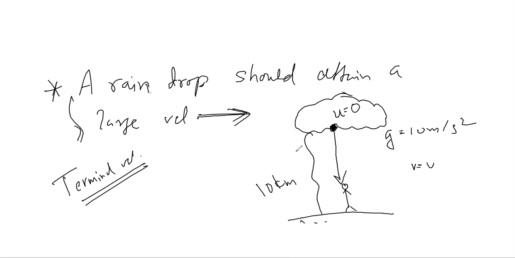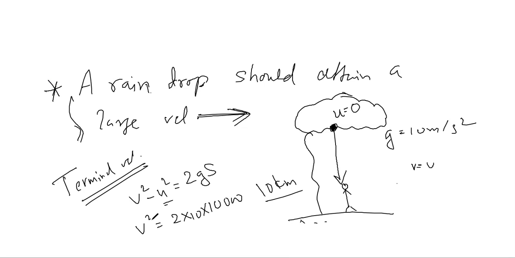14.1 meters per second. No, I think that's wrong. Why? See, v squared minus u squared is equal to 2gs, right? So u is 0, so v squared is equal to 2 times 10 times 10 kilometers. Oh, I didn't convert it. 10,000, yes. Okay, 10,000.